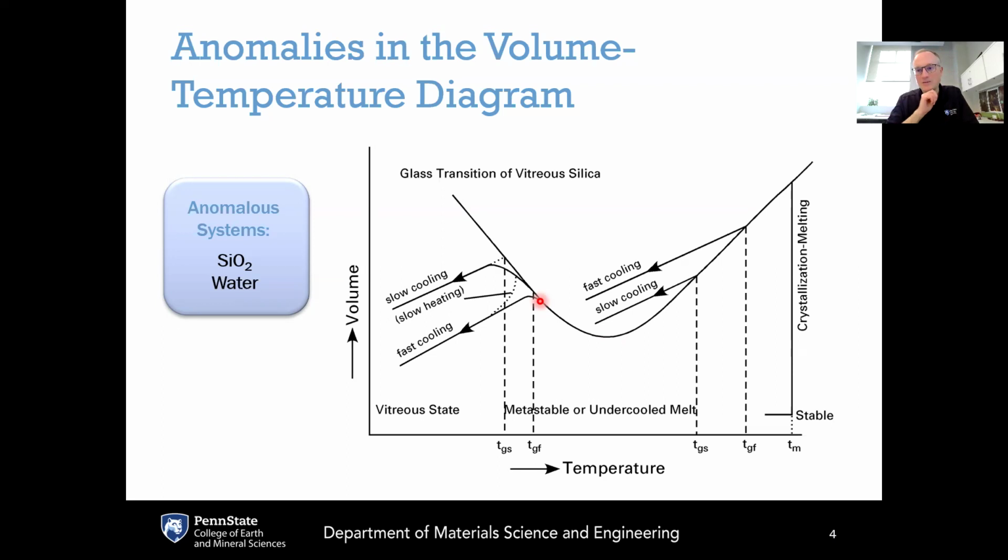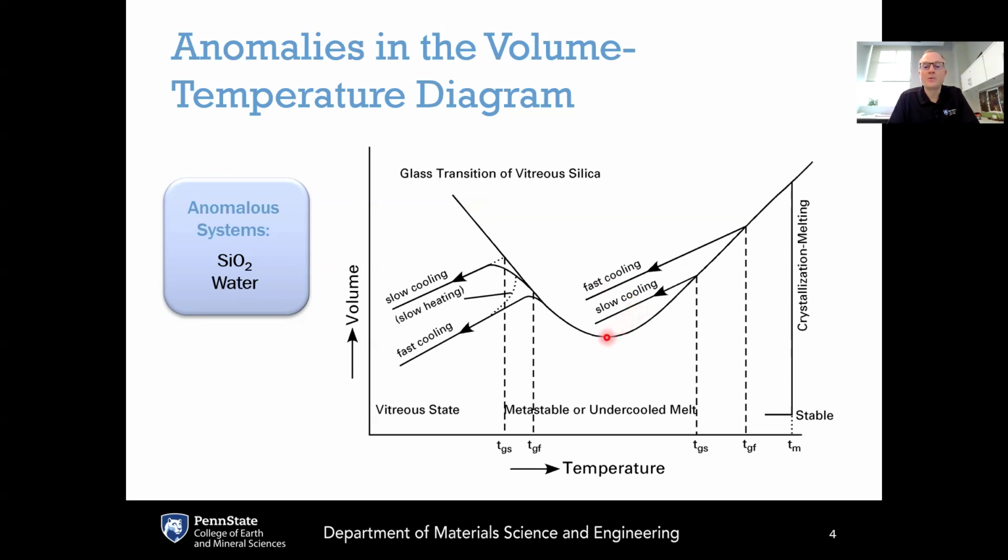But it is an additional complication we have to deal with in the volume temperature diagram. So in the case of water, this minimum in volume occurs around 4 degrees Celsius. So if you cool the liquid state fast enough that you undergo the glass transition at temperatures higher than 4 degrees Celsius, then you'd have this type of behavior here where the faster cooled glass has a higher molar volume compared to the slower cooled glass, which is what we expect.